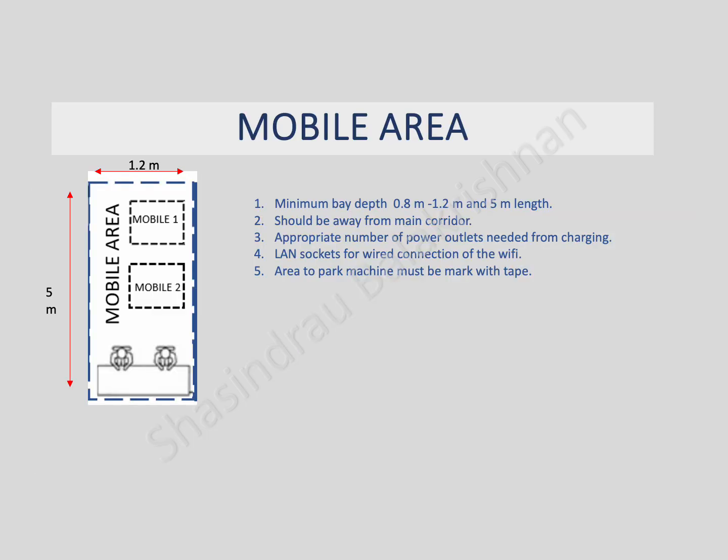The mobile area should have a minimum bay depth ranging from 0.8 to 1.2 meters and a length of 5 meters to allow sufficient space for maneuvering and parking mobile equipment. This area must be located away from the main corridor to avoid obstructing traffic flow and ensure safety.